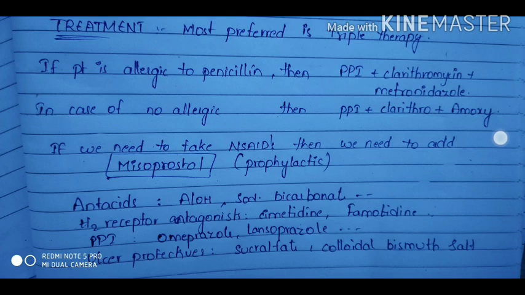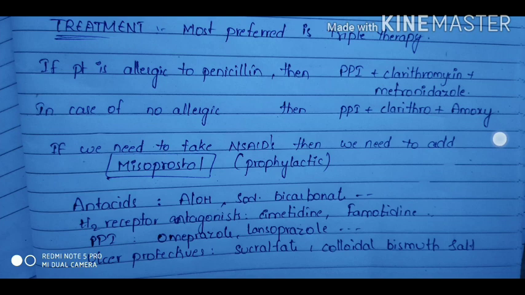H2 receptor antagonists block H2 receptors, that is histamine receptors, and block the acid secretion at the parietal cells mediated by histamine. Commonly used H2 receptor drugs are cimetidine, famotidine, ranitidine, etc. And we know proton pump inhibitors: the enzyme H plus and K plus ATPase present on the secretory surface of the gastric parietal cell is responsible for gastric acid secretion. Means H plus and K plus ATPase is the enzyme responsible for gastric acid secretion.